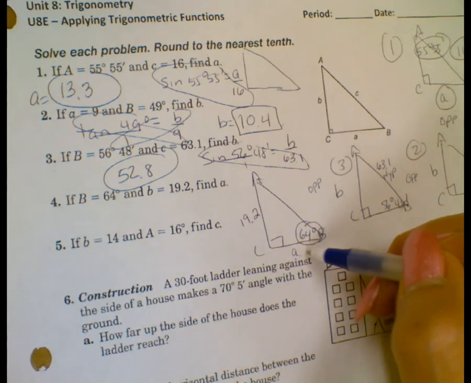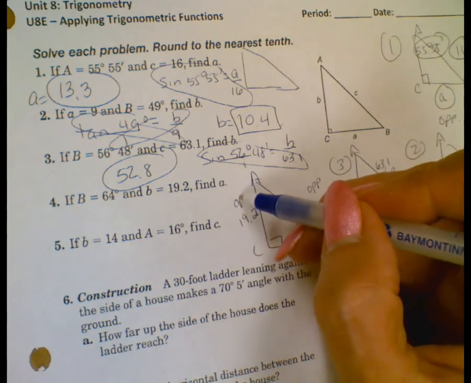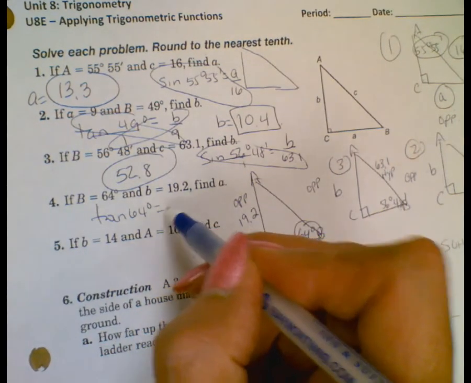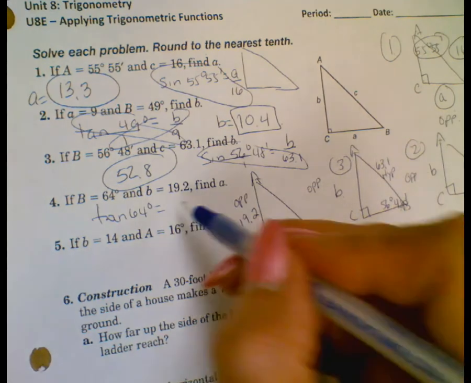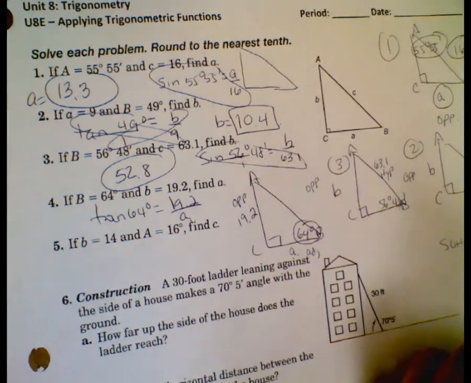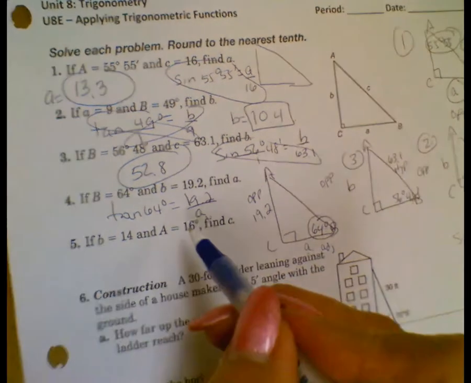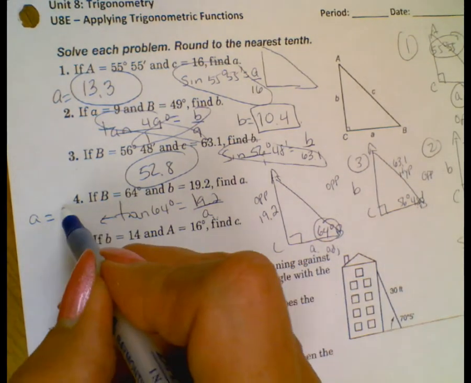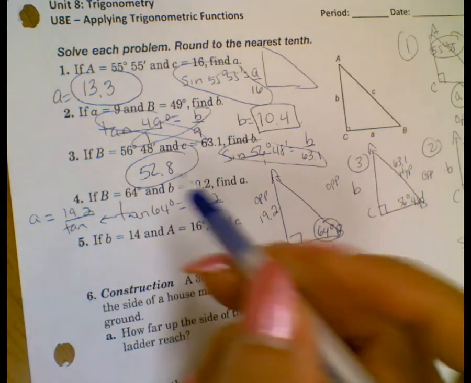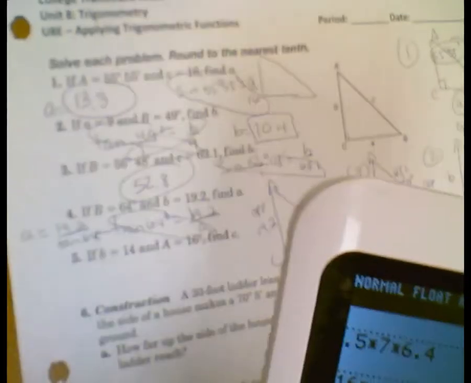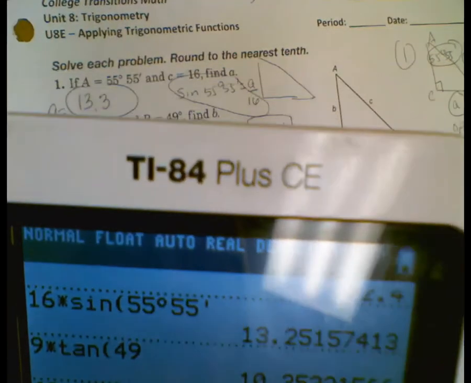B is 64 degrees, and you're solving for side A. Here's angle A, and side A is all the way down here. So according to 64, A is the adjacent side and 19.2 is the opposite side, so you're using tangent. Tangent of 64 is opposite, 19.2, over A. Now this time, the variable's in the bottom. This is when you switch places. If you switch places, A is by itself, and it's 19.2 divided by tangent of 64. You guys see that? We're switching places. On the calculator, 19.2 divided by tangent of 64 is 9.4.